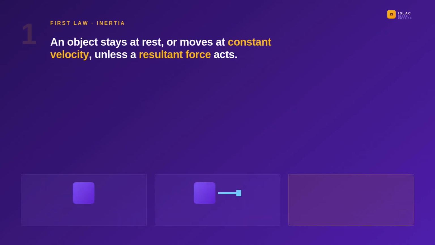Newton's first law: an object will stay at rest, or keep moving at a constant velocity, unless a resultant force acts on it. This resistance to a change in motion is called inertia, and the more mass an object has, the more inertia it has. So an object doesn't need a force to keep moving. It needs a force to speed up, slow down, or change direction. If nothing pushes or pulls overall, its motion simply doesn't change.